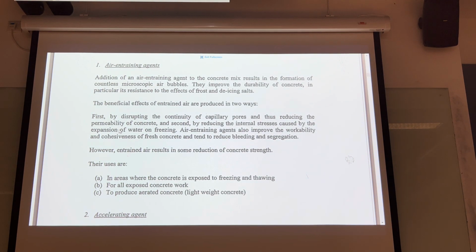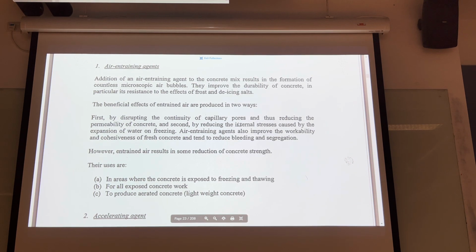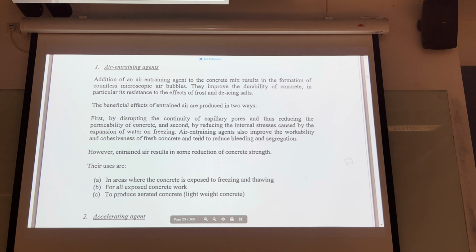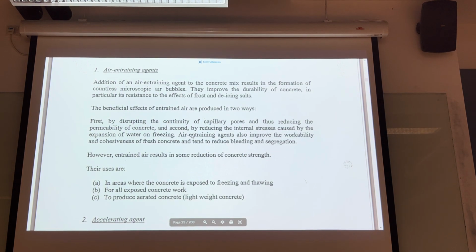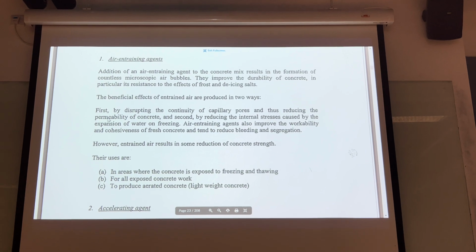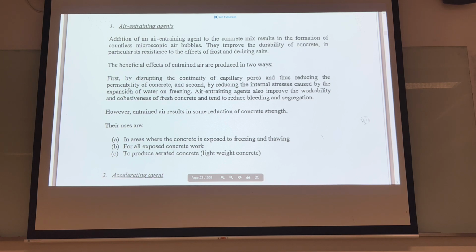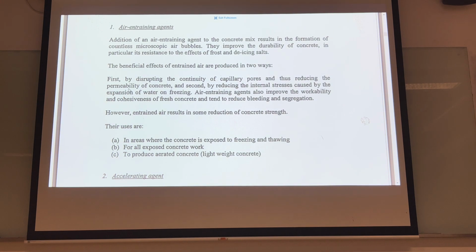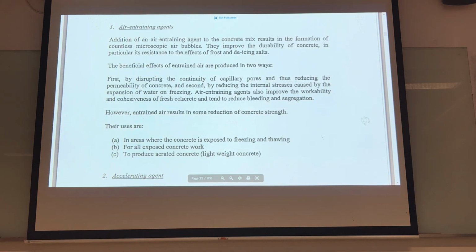Alright? The water travels inside the concrete through the capillary pores. So if you put the air entraining agent inside, you will cut them into segments because the bubbles occupy the space. So the concrete becomes less permeable. If less permeable, the water cannot get interconnected to one another. Then during the winter time, it will cause less damaging effect. So this is what it means.